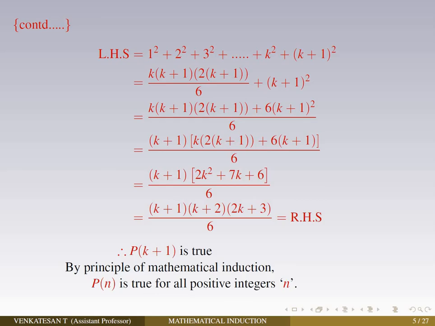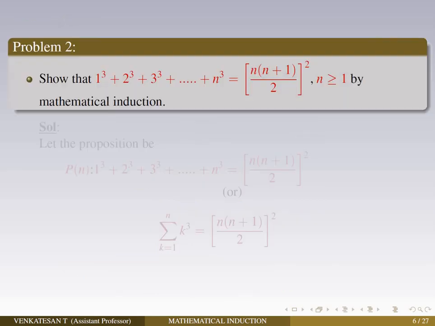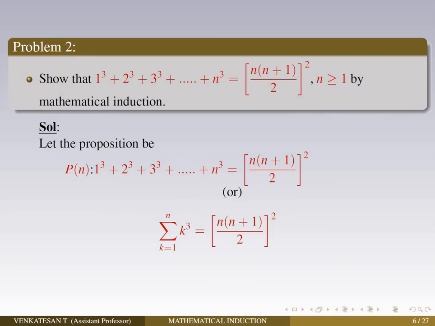We discuss one more problem now. Question number 2. Show that 1 cube plus 2 cube plus 3 cube plus etc. up to n cube is equal to n into n plus 1 divided by 2 whole square, where n greater than or equal to 1 by mathematical induction. Solution. As usual, we have to consider the given proposition as P of n here, and my left hand side will be rewritten as summation k is equal to 1 to n k cube also.